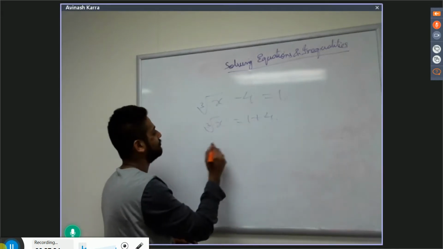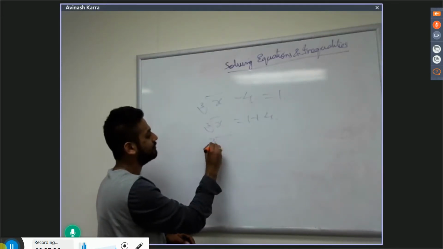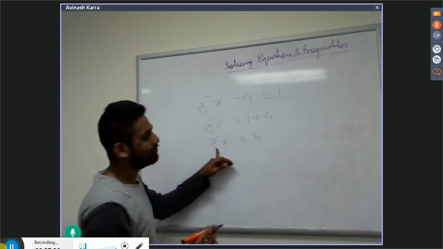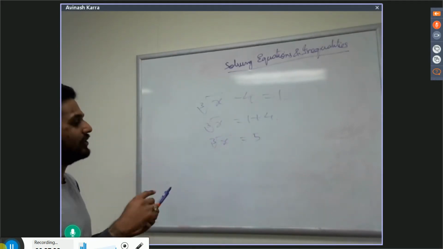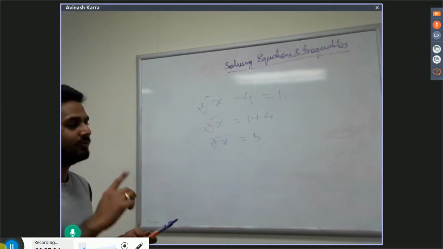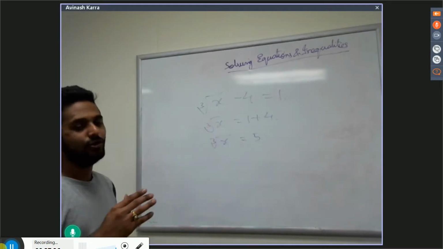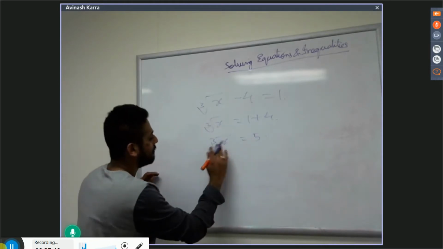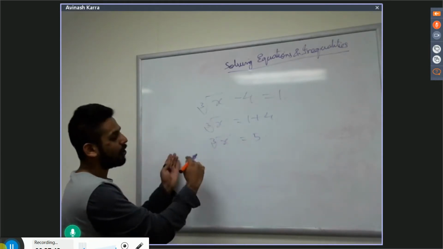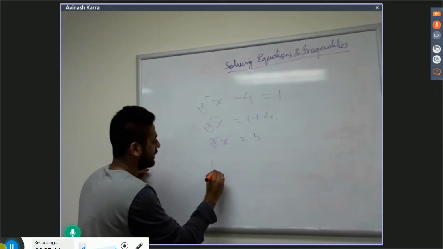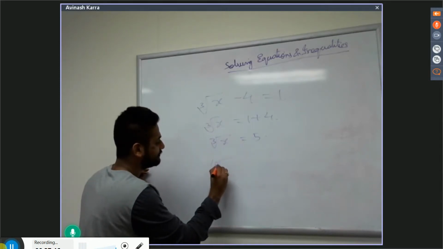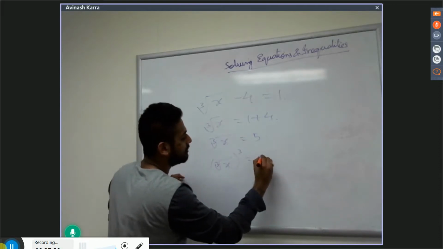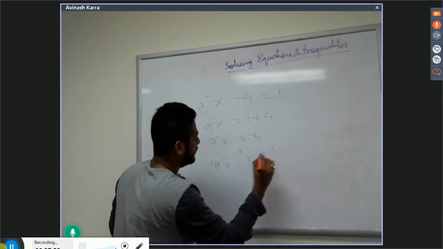So what is 1 plus 4? 5. So cube root of x is equal to 5. What is a cube root? See, what is a square root? Square root is nothing but the inverse of square. What is a cube root? Cube root is nothing but the inverse of cube. So apply cube on both sides: cube root of x to the power of 3 is equal to 5 to the power of 3.